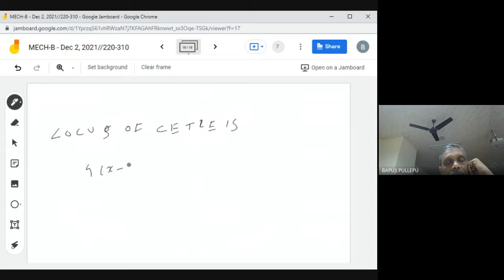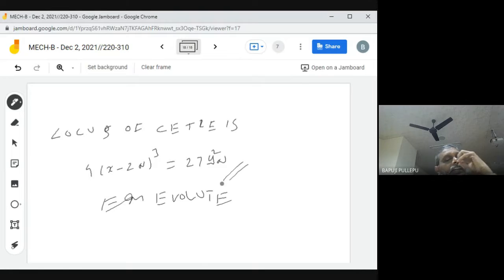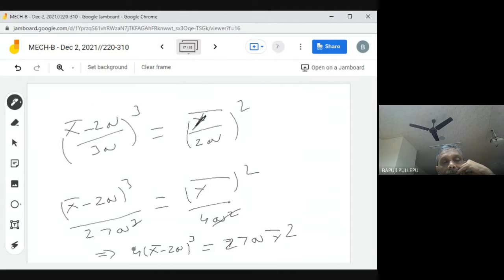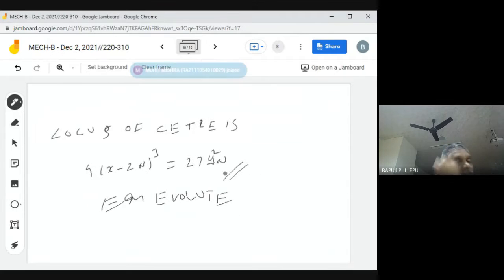So this becomes 4 into (x minus 2a) whole cube is equal to 27a y square, I think so. This is the equation of evolute. Any problem? 4 into this is 27a y square, the a I have written there last. So this is the equation of the evolute. Correct? Then I will stop here.